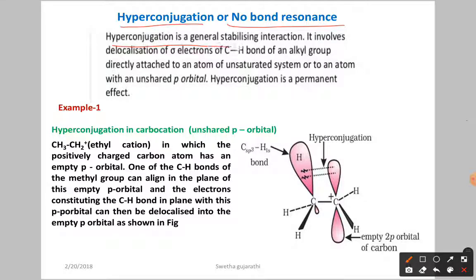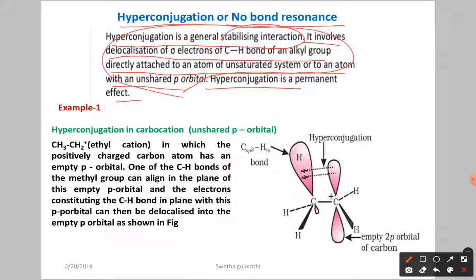Hyperconjugation is a general stabilizing interaction. What is a stabilizing interaction? I will go through an example. It involves delocalization of the sigma electron of a CH bond of an alkyl group directly attached to an atom of an unsaturated system or to an atom with an unshared p orbital. It is a permanent effect. Now what is the entire meaning of this sentence? I will go through the example, then you will come to know what hyperconjugation means.